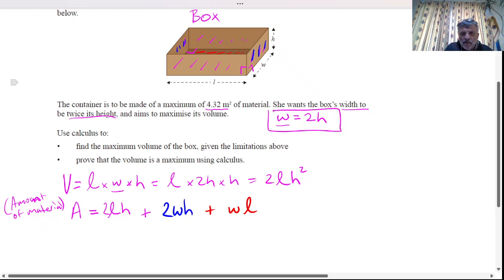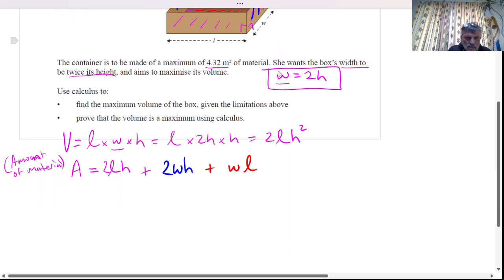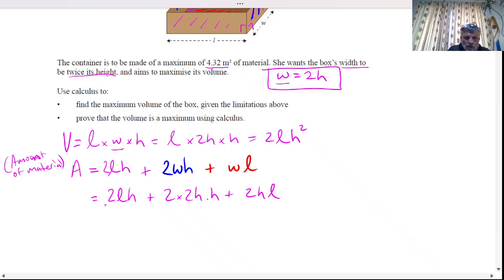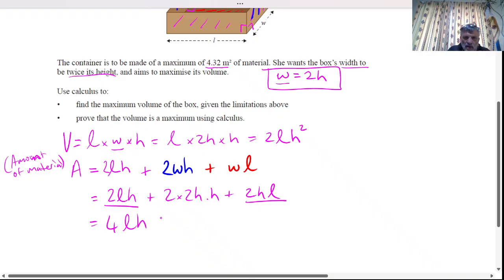Now we use this fact. This is 2 length times the height plus 2 width times the height, and the width is twice the height. 2 length height, 2 length height, that means there's 4 of those, plus 4 times h squared. And we know that that amount of material has to be 4.32 meters squared.